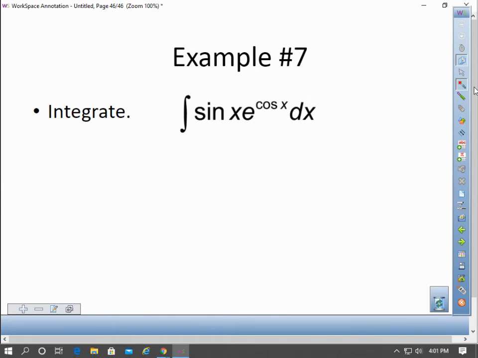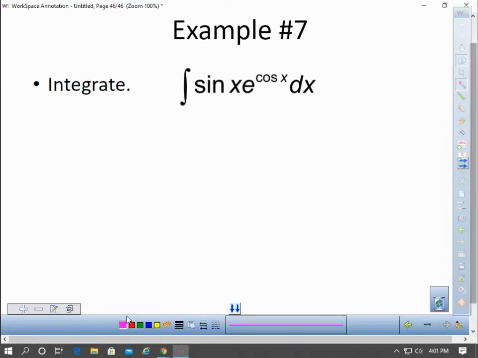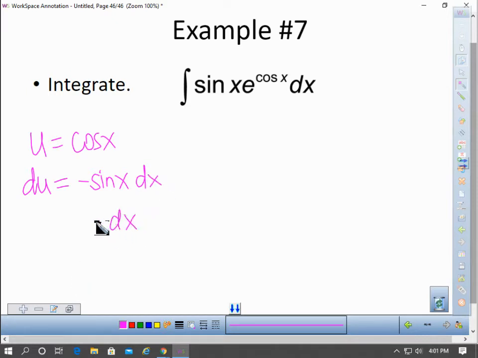Again, use substitution on your e. That's all you do. So u is going to equal e to the cosine. So cosine is going to be my u. So du equals, the derivative of cosine is negative sine, and then I put dx. I'm going to solve for dx by dividing du by negative sine.